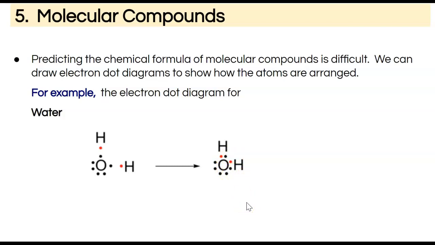Now, another way sometimes we show that a pair is shared is we replace the 2 electrons with a stick. That's sort of more of a grade 11 way to show it. So this red and blue electron that are paired together as being shared, we might replace with a stick. Here we have 2 sticks because we have 2 shared pairs.